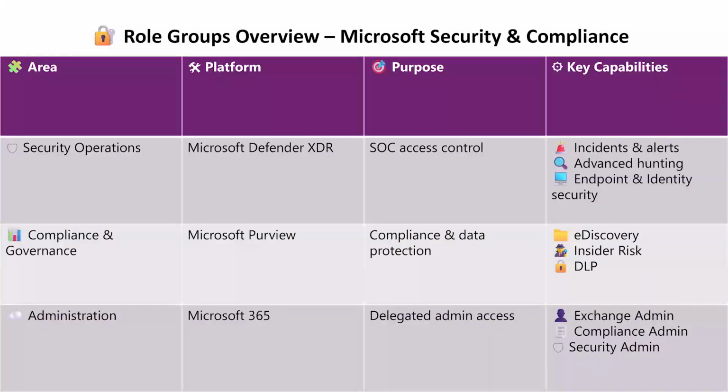And here you can see, guys, this area is also really helpful, giving you role groups, Microsoft security and compliance. So areas like security operations, platform, Microsoft Defender XDR, security operations center team. For access control, you can go with incidents and alerts, advanced hunting, endpoint and identity security. Followed by compliance and governance, you will go with the Microsoft Purview portal, which is purview.microsoft.com. And here you will find compliance and data protection, e-discovery, and insider risk, followed by DLP.